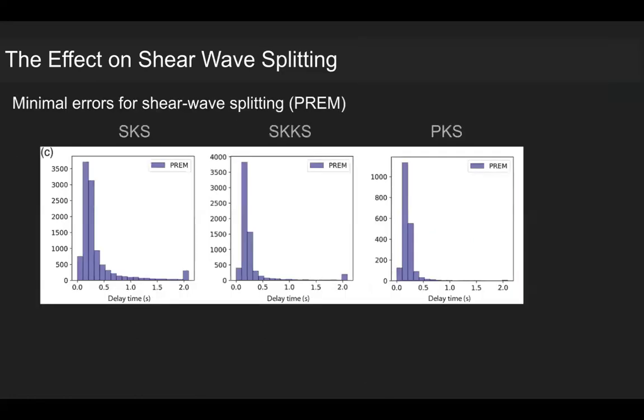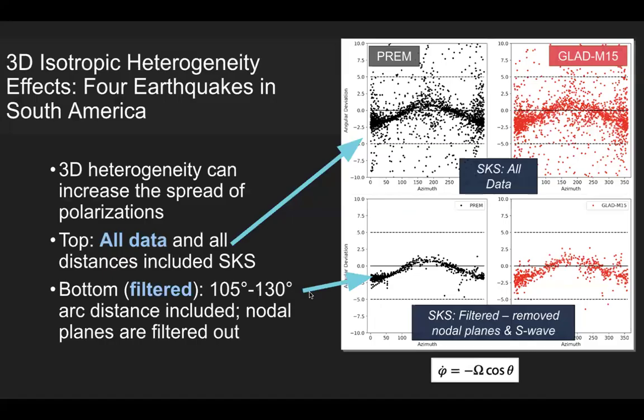That's it. This is just showing the same thing, but I compare to SKKS and PKS. Those are other phases. We also measure shear splitting from these. And again, we don't see anything significantly greater than 0.5 seconds. So there's really no impact of rotation on splitting.